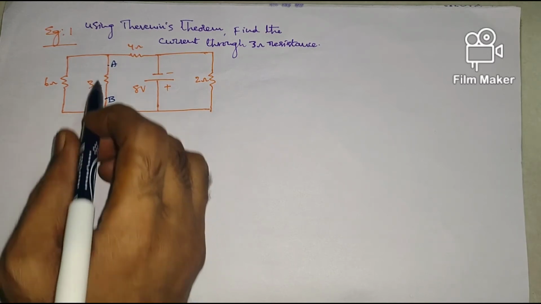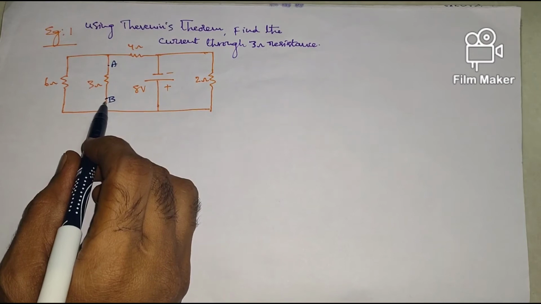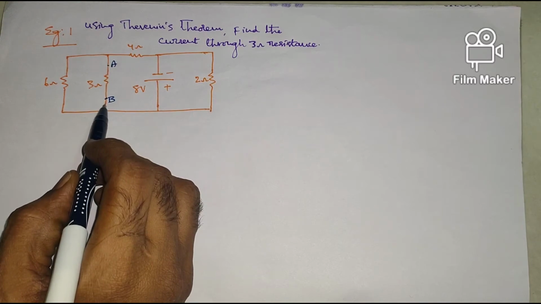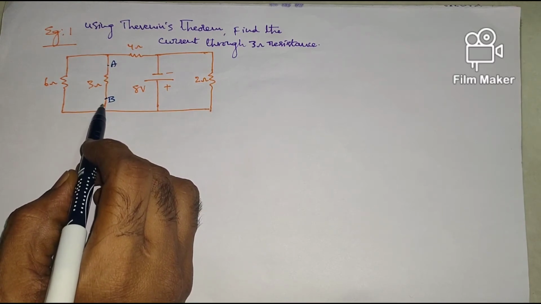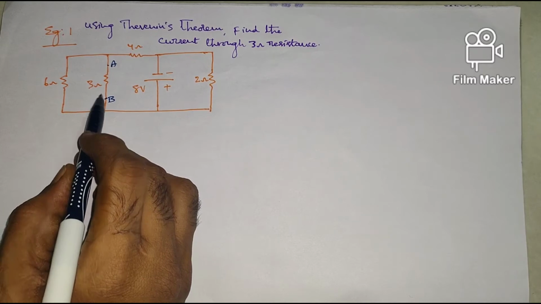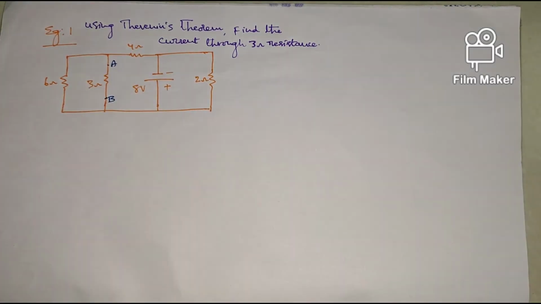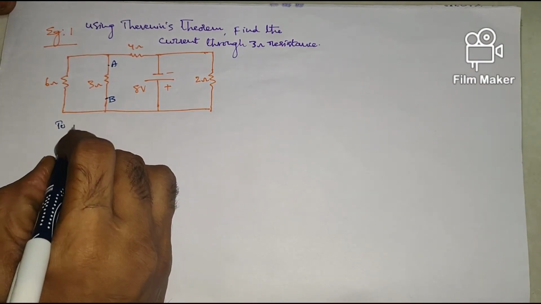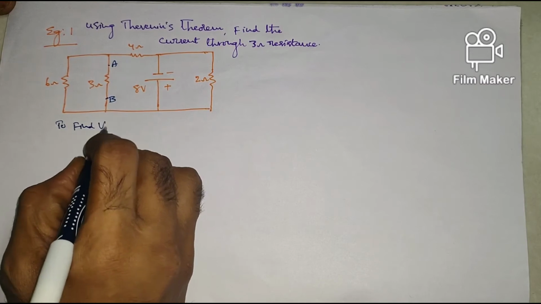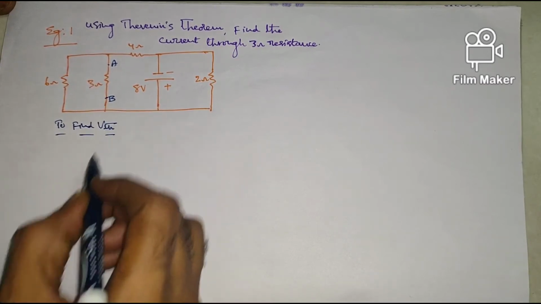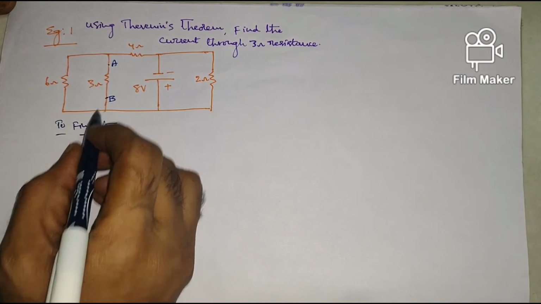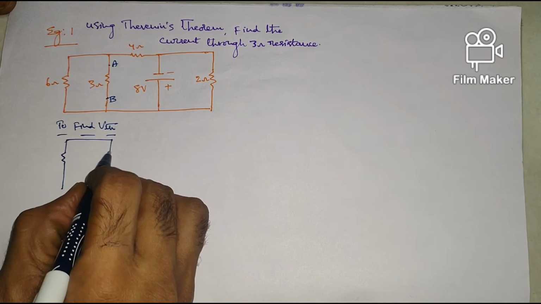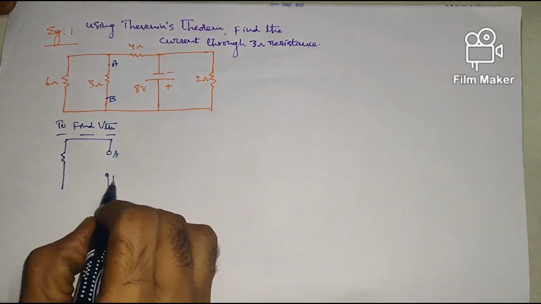The Thevenin voltage is nothing but the open circuit voltage across the terminals A and B. So first we have to open the terminals A and B and find out the voltage across them. The first step is to find V Thevenin. Let us open circuit the terminals A and B and redraw the circuit. We are going to have A, B.